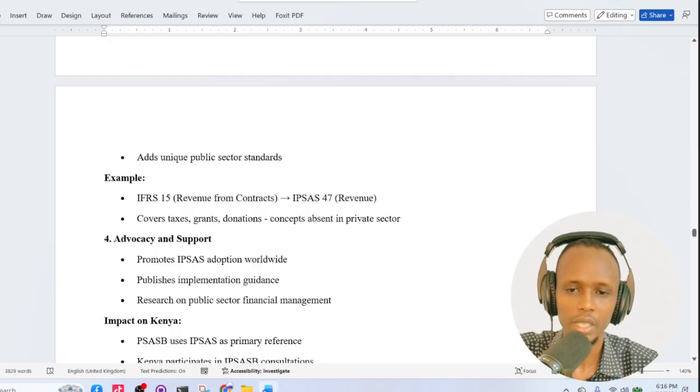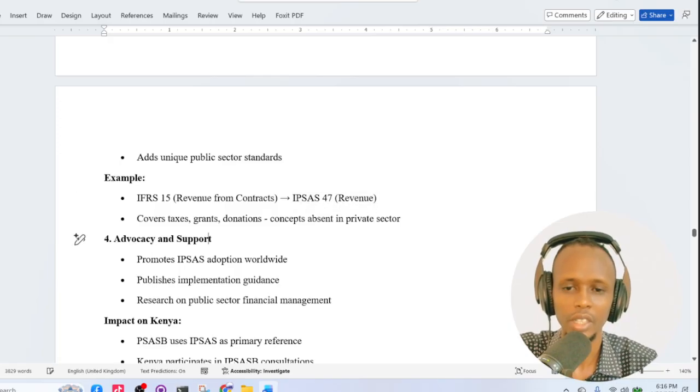Another example is IFRS 15, revenue from contracts. Then we have updated our revenue IPSAS: IPSAS 9, revenue from exchange, IPSAS 23, revenue from non-exchange, and IPSAS 11, construction contracts, have now been replaced with one IPSAS called IPSAS 47 that covers everything to do with revenue.